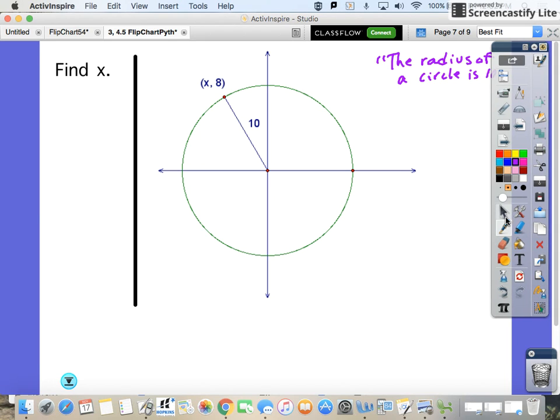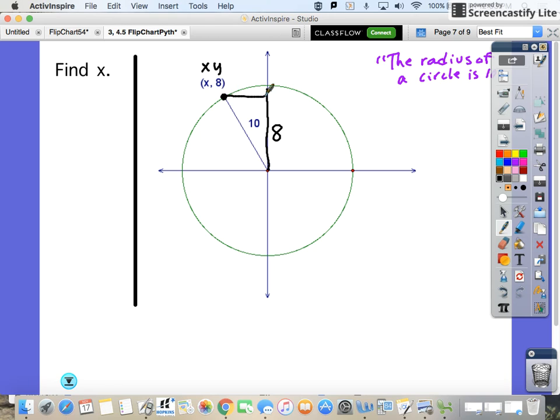And again, this is the Pythagorean theorem unit, so we know we're going to use that. Now, if you remember, coordinates are listed as x first, then y. X tells you which way to go, left or right, and y tells you which way to go, up and down. So having the coordinate x, 8 means from the middle, we don't know how far we went this way. We don't know. But we do know that we went up 8 units.